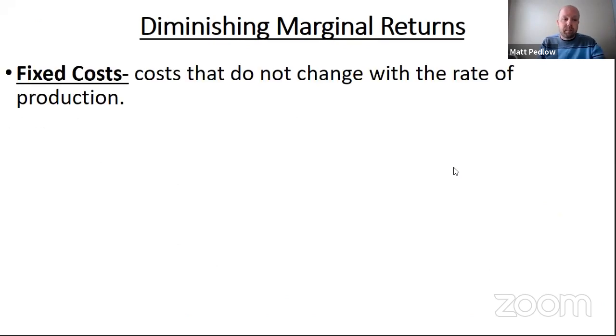And then the key here. So I want to go through our costs really quick. We're not going to get too mathy. Some of this should be kind of common sense. So we know fixed costs are costs that don't change with the rate of production. What is an example of a fixed cost? You're paying rent, your salaries.